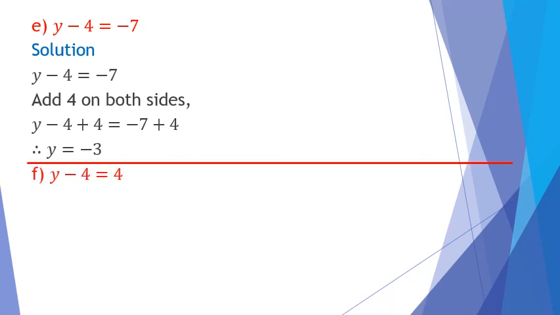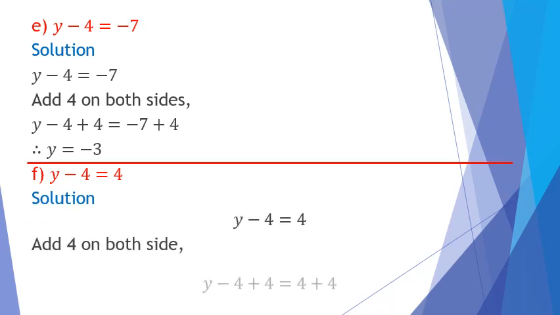Next question, F. y minus 4 equal to 4. So to remove 4 from LHS, you can add 4 on both sides. So add 4 on both sides, we get y minus 4 plus 4 equal to 4 plus 4. Minus 4 and plus 4 cancelled on the LHS. So y equal to 8 is the solution.